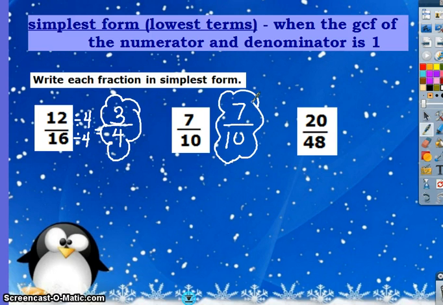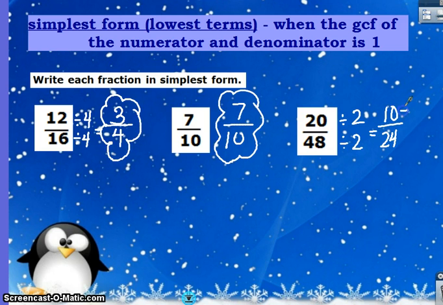Okay, try this one on your own, and then hit play to see what we get. 20 divided, and I'm going to go, nope, not 10, by 2. 20 divided by 2, and 48 divided by 2. We get 10 and 24. Well, am I done? No. Is that okay? Sure. 10 divided by 2, we get 5, and 24 divided by 2, we get 12. 5 and 12, no common factors, so 5/12 is the simplest form of 20 over 48.